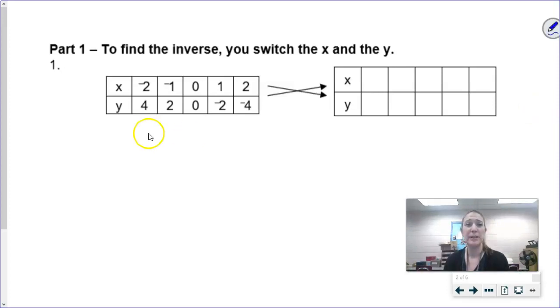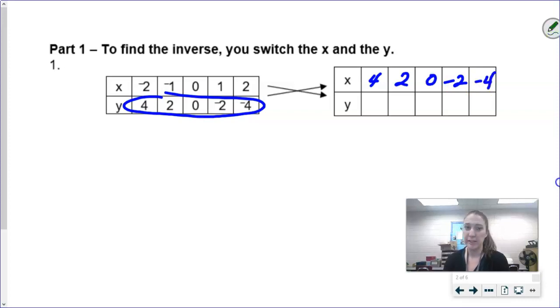So this first example is just a relation, a set of ordered pairs. It's written in a t-table, an xy table, and they want the inverse. Well, literally all you do is you switch the x and y. So all of these y's flip up to the x row. I'm going to put them in the same order so they match up properly.